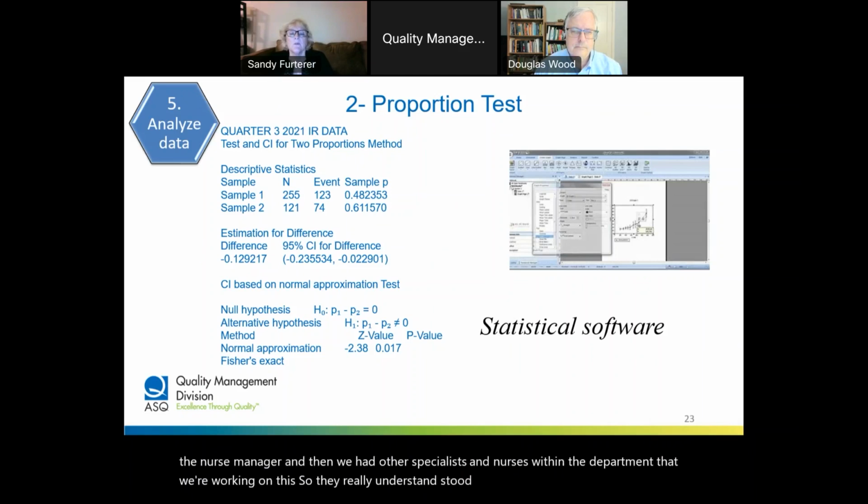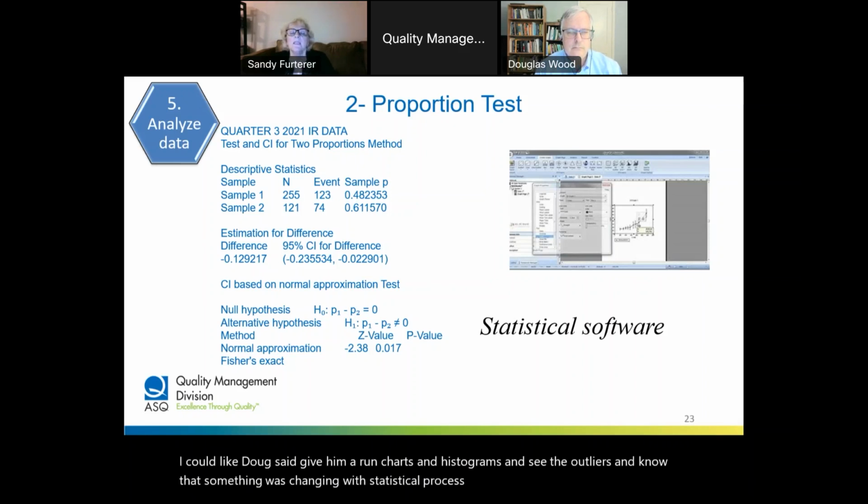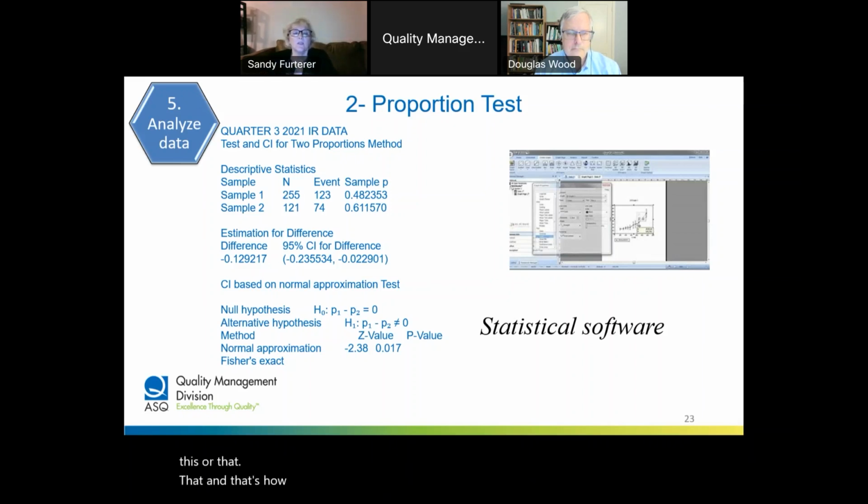And what I've noticed, since I didn't have a healthcare background before I started process improvement in the hospitals, I could, like Doug said, give them run charts and histograms and see the outliers and know that something was changing with statistical process control. But I wasn't able to tie it back to the process and to understand where that data was coming from from a process perspective. So that's why it's always best to have those subject matter experts that understand the process, because as soon as you say, hey, this is a little weird, they'll say, well, that's this or that's that. And that's how we discovered that issue with our data for length of stay in the emergency department.